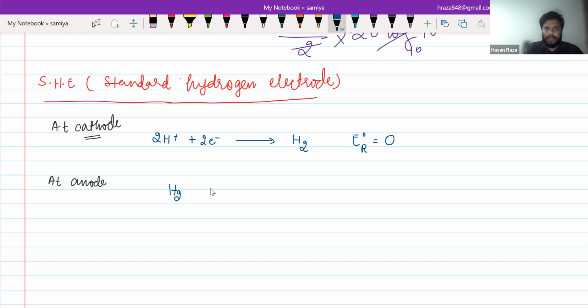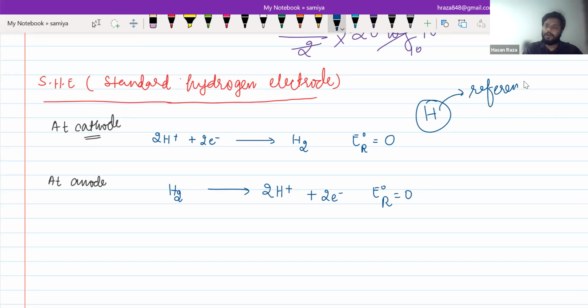Also, at anode, you know that there will be oxidation. That means one hydrogen will lose 1 electron, so 2 hydrogen will lose 2 electrons. And again the same, E naught R will be equal to 0, because hydrogen is taken as a reference element. And with respect to this, the electrode potential of all other elements was calculated. So please write it. Then I'm going to write the electrochemical series.